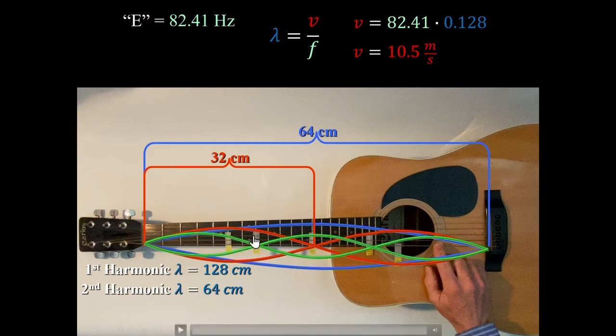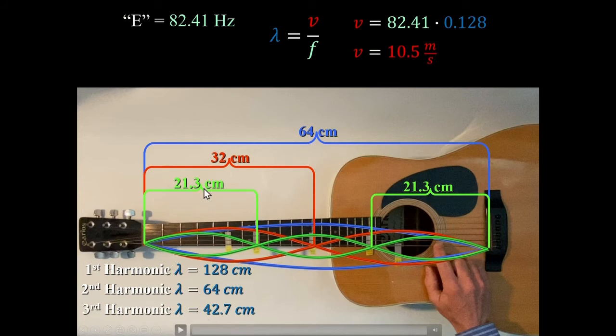Another way that string could vibrate is with a node here and a node there. Half a wavelength is going to be one-third of that, or 21.33, but it would also have a node over here. So the whole wavelength is going to be twice that. Another way that string could vibrate is with nodes here, there, and there, and that would be 16 centimeters altogether. That's 64 divided by 4. And it would also have a node over here.